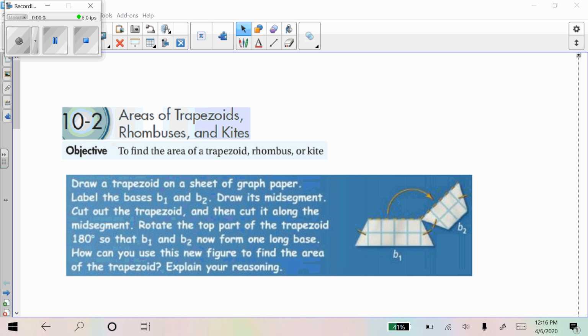Lesson 10.2. We're going to find the area of trapezoids, rhombuses, and kites. So we're going to have some new formulas for that.